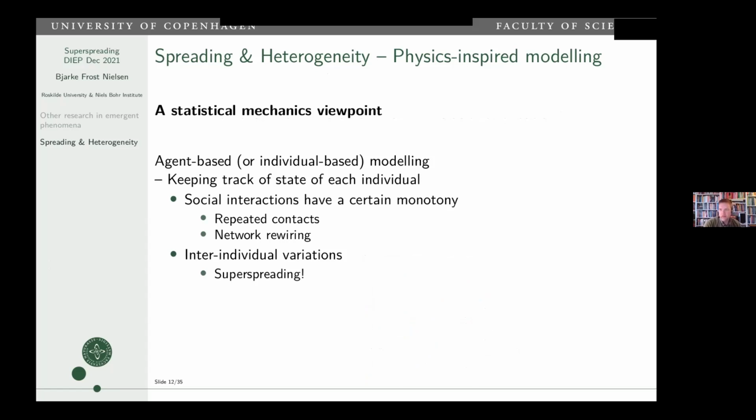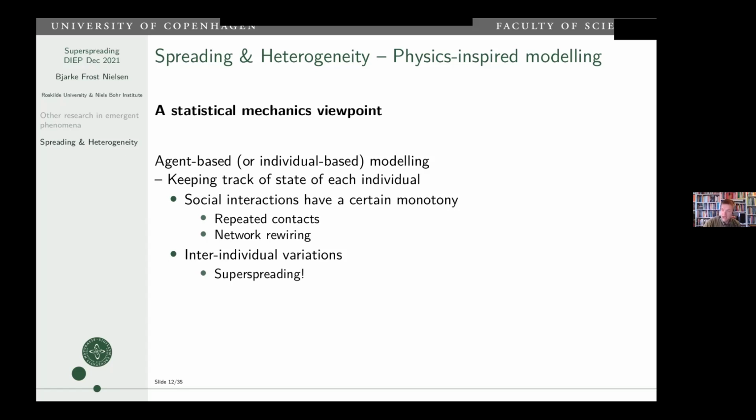And of course, it's true that social interactions, we mentioned that as a kind of heterogeneity before, have a certain monotony to them. So two people are more likely to meet again if they met in the first place and so on. So that means that, again, keeping track of individuals or of repetition is important. But on the other hand, social networks also rewire over time. That's the temporality I talked about before. Also something that can be hard to capture outside an individual-based framework.